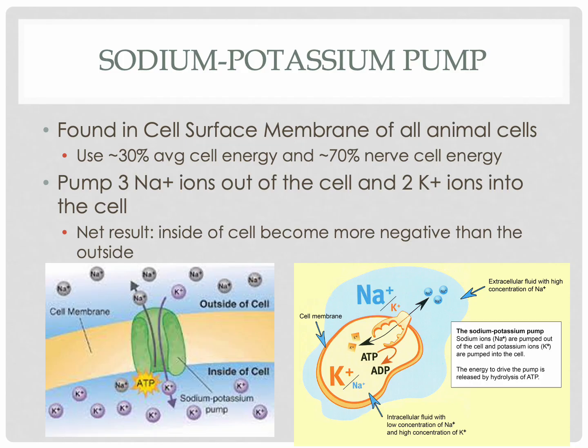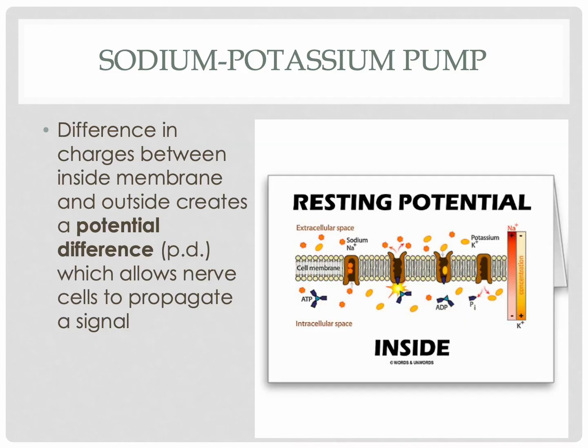Both sodium and potassium carry a positive charge. Therefore, the net result is that the inside of the cell is going to become more negative than the outside. The difference in charges between inside the membrane and outside creates a potential difference, which allows nerve cells to propagate a signal. We will discuss this potential difference in a much later chapter.